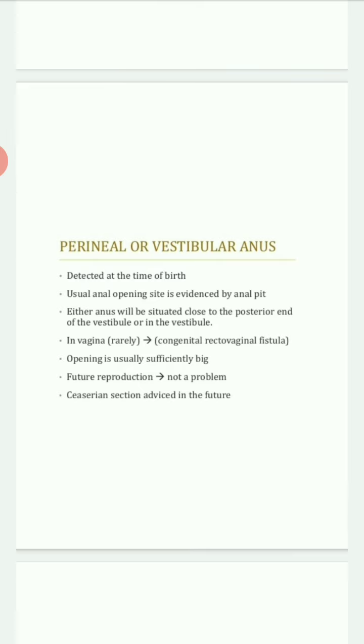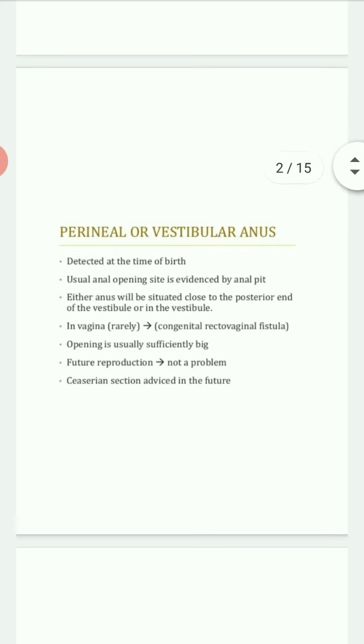The opening is usually sufficiently big. Future reproduction is not a problem. Even if a rectovaginal fistula is also present, reproduction is not a problem. Cesarean section is advised in the future.